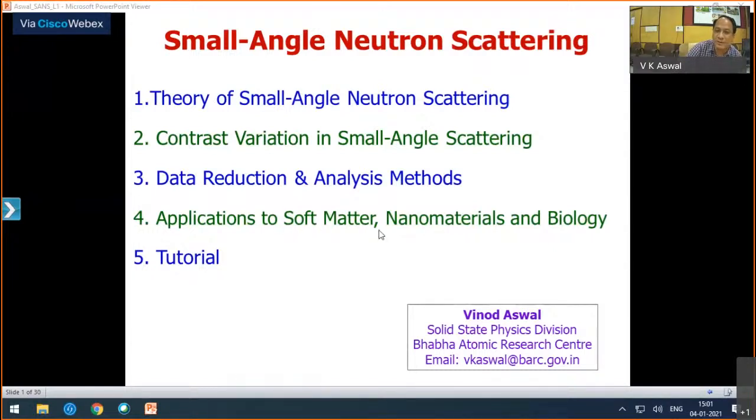These are systems where you may know that the properties are governed by length scales which are at nano or mesoscopic length scales. And to measure such length scales, which are at nano length scales, you need a technique which is called small angle scattering. And these kinds of materials are used in a wide range of disciplines, including physics, chemistry, biology, chemical engineering, material science, and so on.